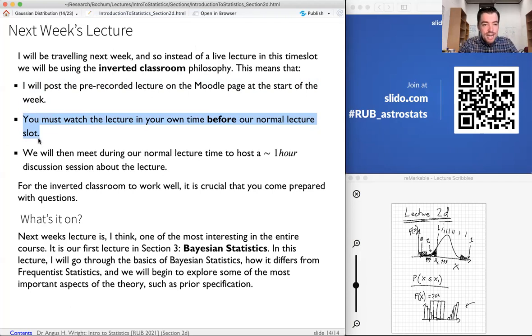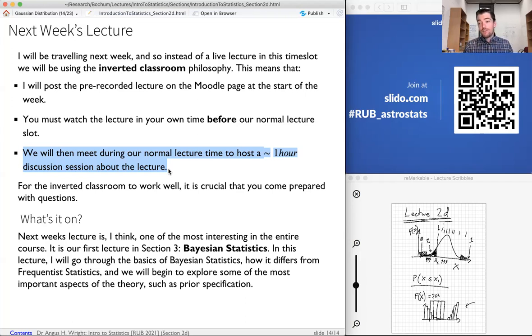Then at our normal meeting time, we're going to have a roughly 1 hour discussion session about the topic covered in that lecture, but we can speak for an hour and a half or even longer if you want. While this inverted classroom lecture is born from necessity, I think it will actually be beneficial for us, because next week's lecture, to me, is one of the most interesting in the course. It's all about Bayesian statistics. It's going to be the first lecture in the third section of this course.